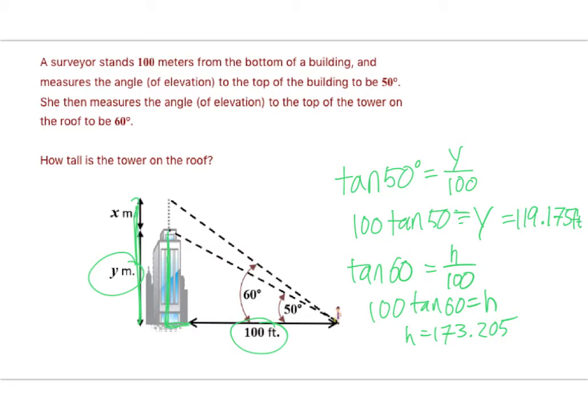When we do that, we get the height is 173.205. When I subtract those two to get my actual tower height, that's 173.205 minus 119.175. I get 54.03.